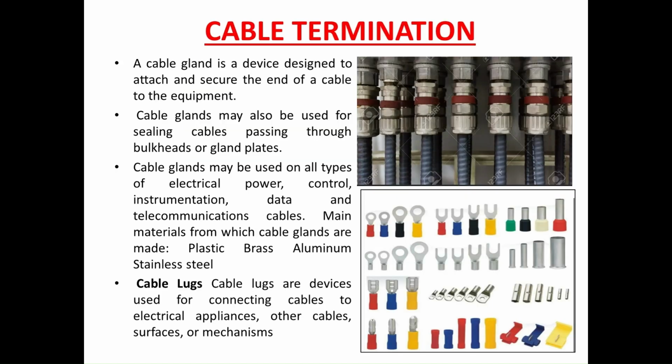Next comes the termination, starting from the equipment to the panel. So the glands are a very crucial part for proper terminations. Cable glands are of different types, as I have shown, and cable locks are used for connecting to the appliances, surfaces, or mechanisms.